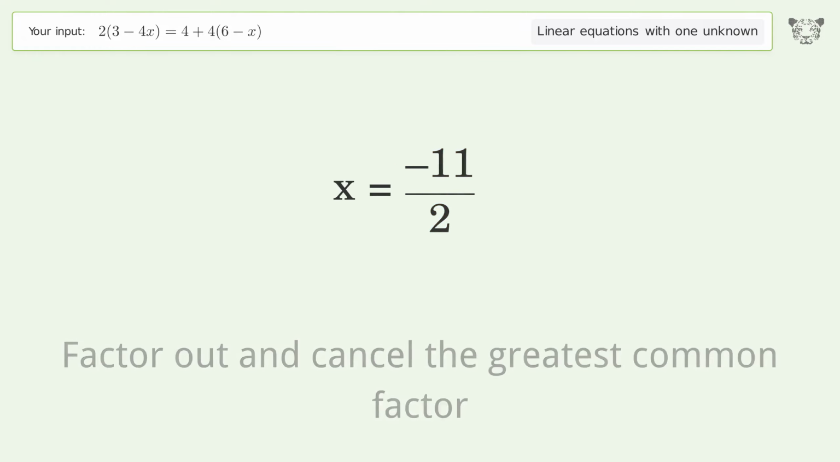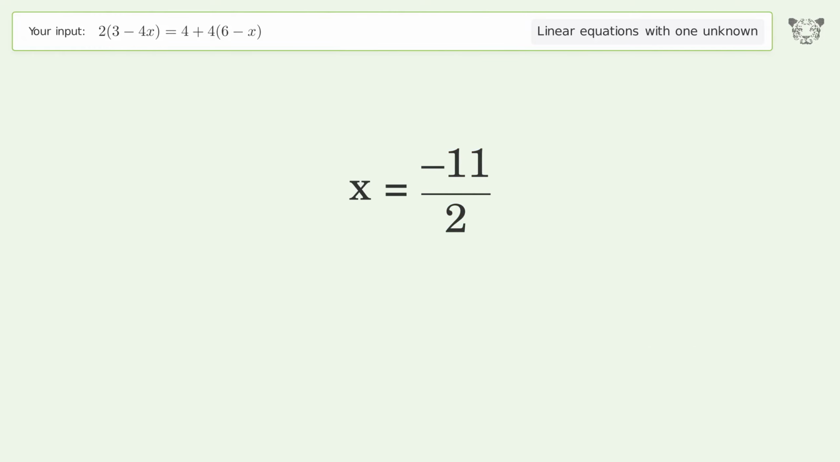And so the final result is x equals -11/2.